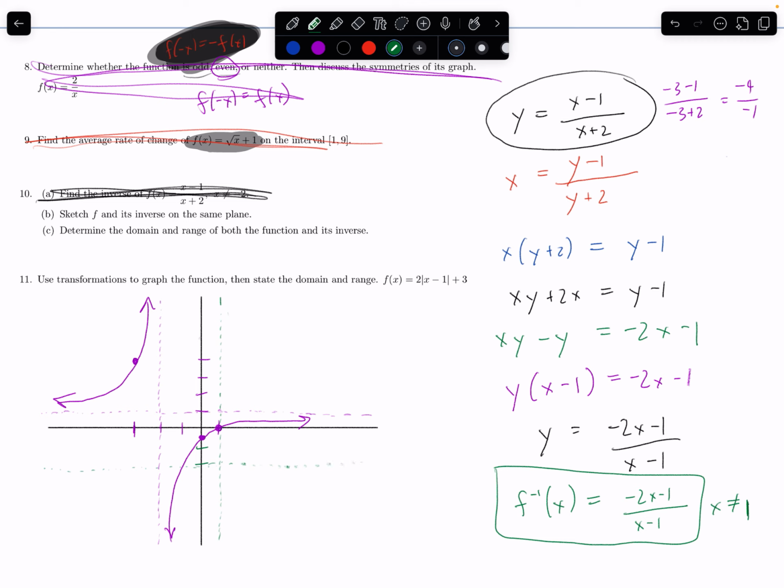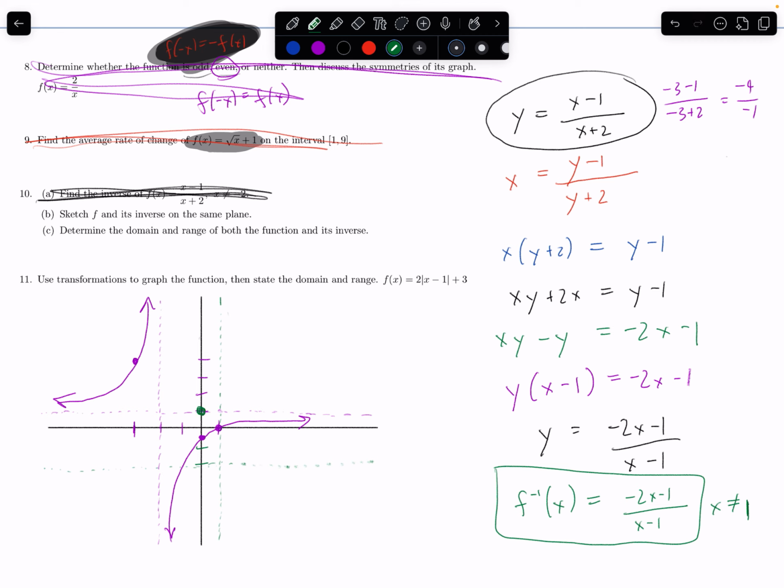Okay, now let's figure out our other major points. So if x is 0, this is going to be 0 minus 1, which is negative 1, over 0 minus 1, which is negative 1. Negative 1 over negative 1 is positive 1. So when x is 0, I'm at positive 1 right there. I said I wanted to do this in green, so let's do green.